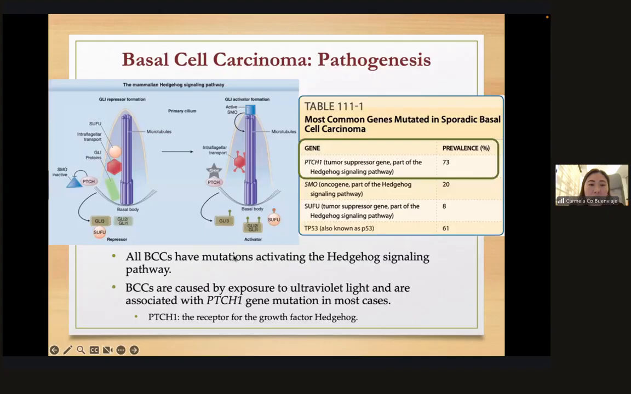Okay, so here, it's just important to know that all BCCs have mutations activating the hedgehog signaling pathway. BCCs are caused by exposure to ultraviolet light and are associated with PTCH1 gene mutation in most cases. PTCH1 is the receptor for growth factor hedgehog. So you don't need to know the details of this mammalian hedgehog signaling pathway.